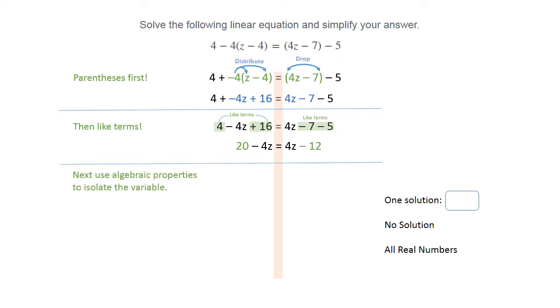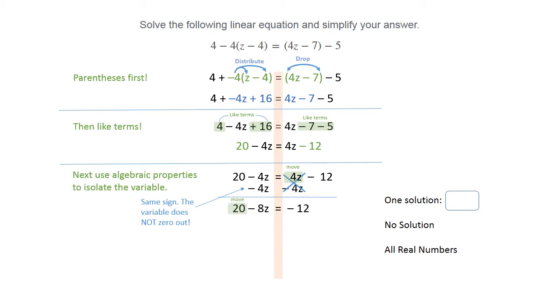Next, we're going to use algebraic properties to isolate the variable. Writing that expression down that we just found, we're going to move the 4z. We want to move that across the equal sign, so we are going to do the opposite and subtract it. Notice that you've got negative 4z and negative 4z on the left. This is the same sign. The variable does not zero out. You're going to add those together, and you're going to get negative 8z.